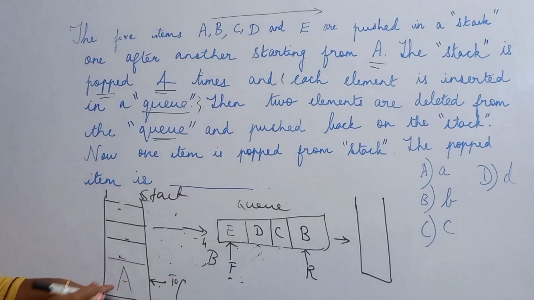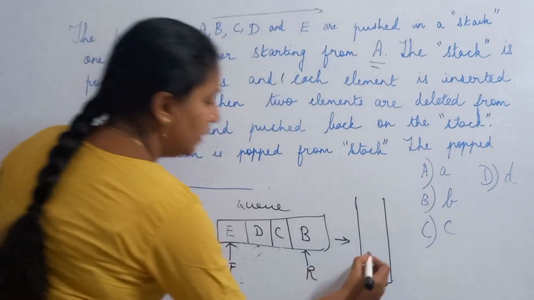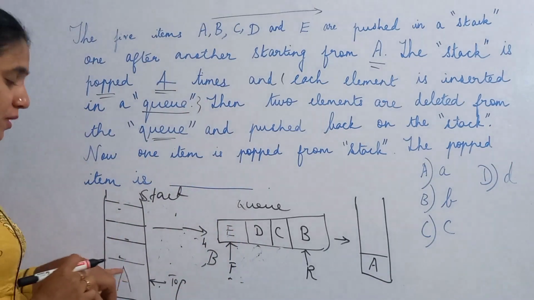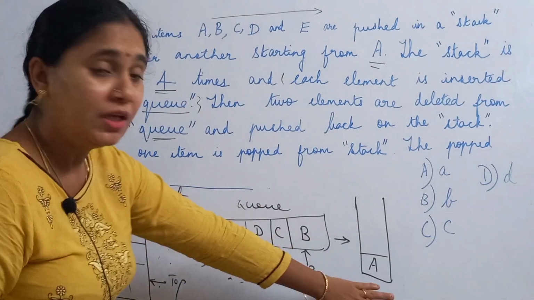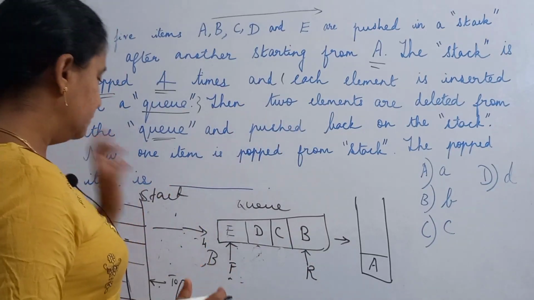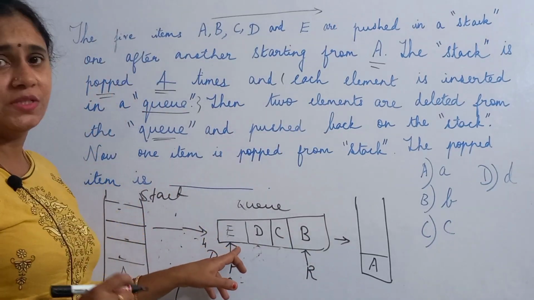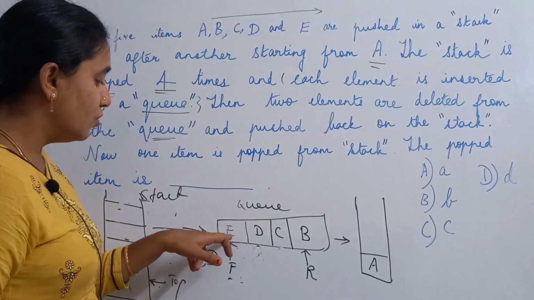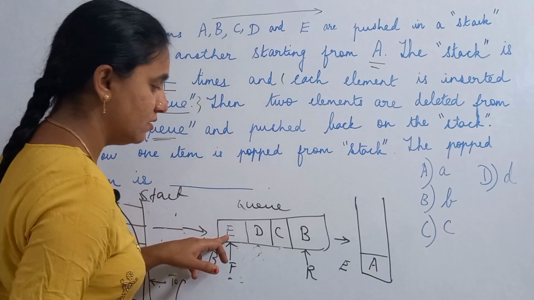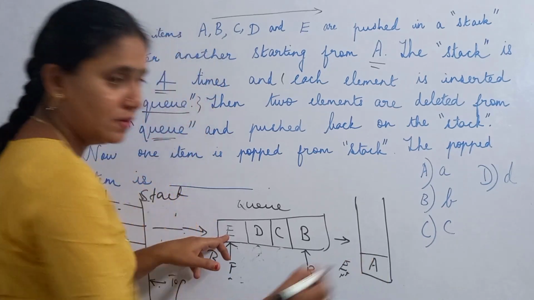Okay, so already if you see A is present, isn't it? So let me add A. See friends, this is the old element that is present, so I must include it. Okay, after that I must insert. So now what is the first element? See, we are going to delete it from here. So E is the first element. So I am deleting it. Okay, E is deleted. So this is my first element.